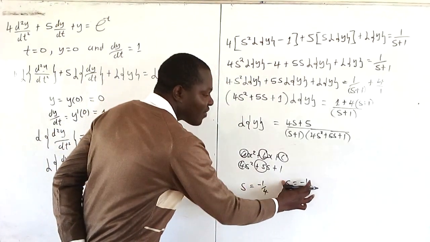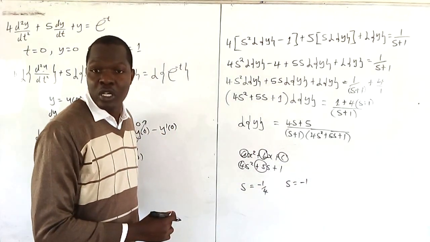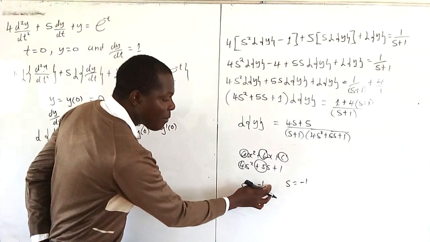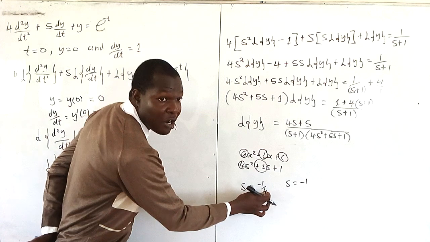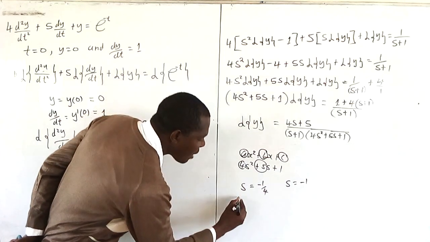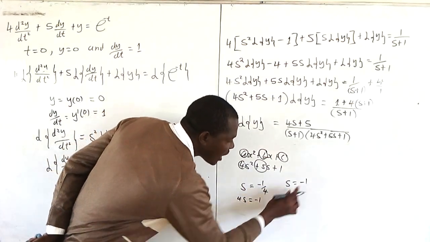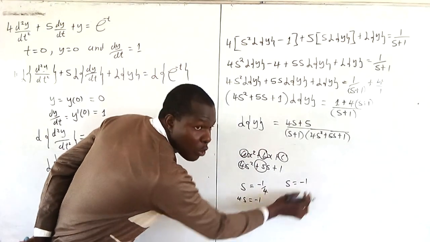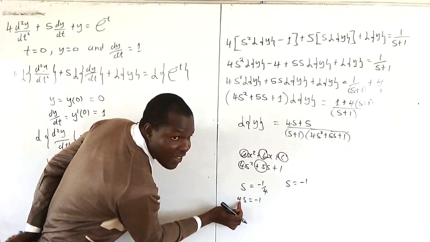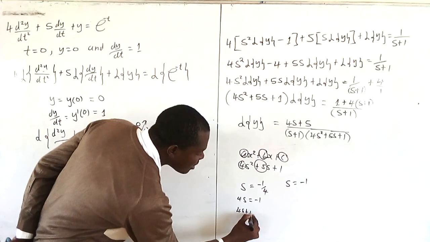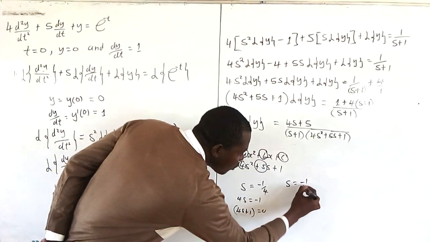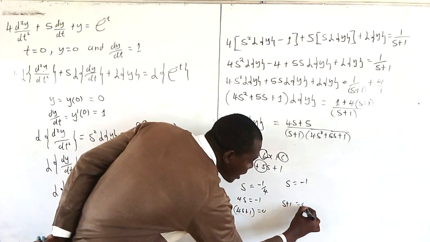When you now want to get the two factors from this equation, this is what you do. You start by multiplying by what is in the denominator. Are you seeing? Multiply both sides by 4, you get 4s is equal to -1. Then here there is no denominator. Then you bring the other term to this side. So you have 4s plus 1 is equal to 0. You bring -1 here, you have s plus 1 is equal to 0.